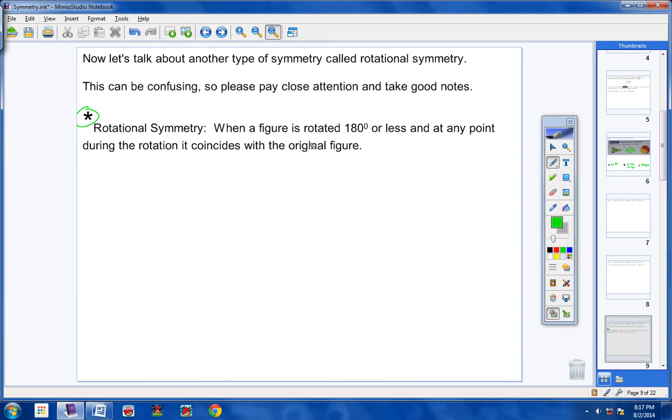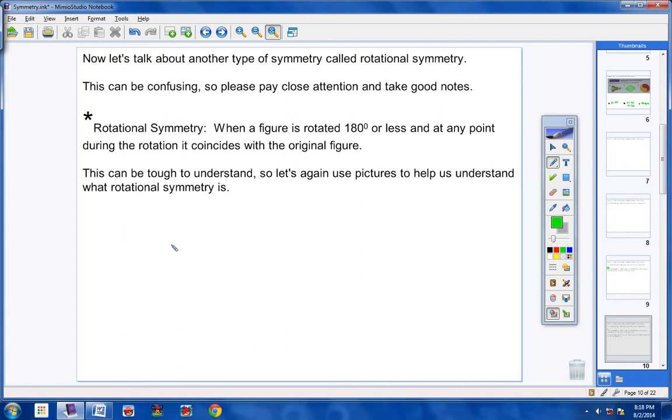When a figure is rotated 180 degrees or less, and at any point during the rotation it coincides with the original figure, then we have rotational symmetry. Okay, so rotational symmetry exists when a figure is rotated 180 degrees or less, and at any point during this rotation, it coincides with the original figure. Now, once again, like the previous definition I gave you, these definitions can be tough to understand. So, let's again use pictures to help us understand what rotational symmetry is. All right, here we go.